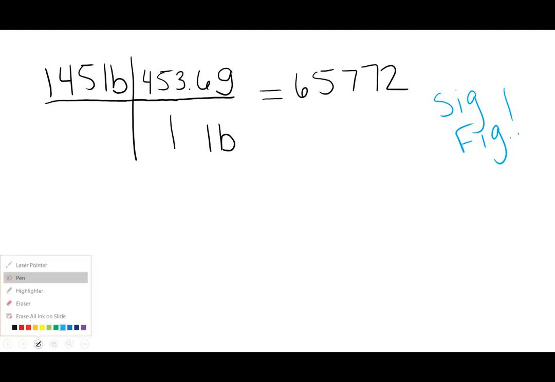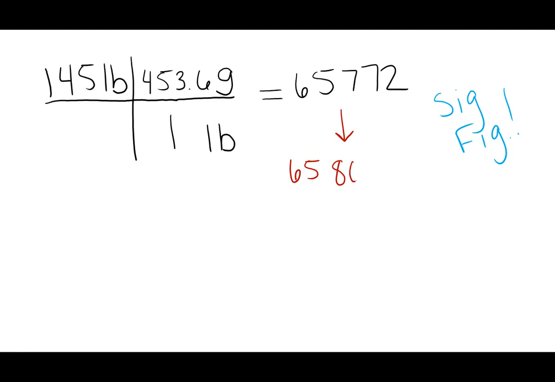I can simply write 65,800 and my unit is grams. So that's an okay way to report this number. That is acceptable and you will get all the points. But remember, having those zeros at the end of a number can be a little bit tricky. So the best way to report this is to use scientific notation.